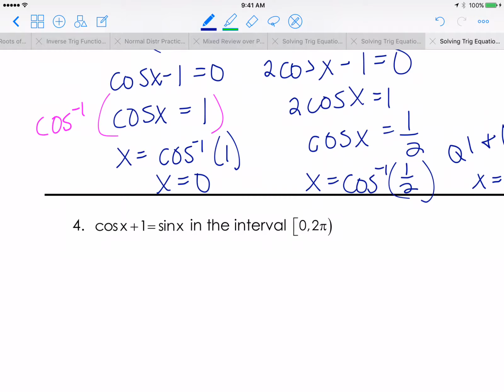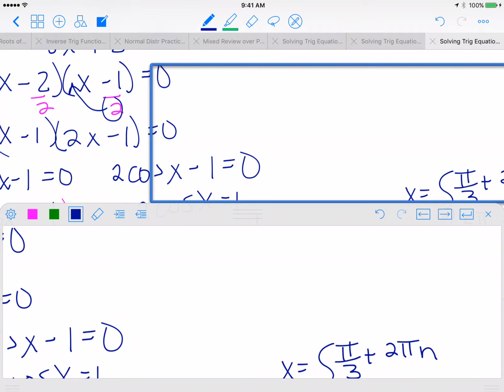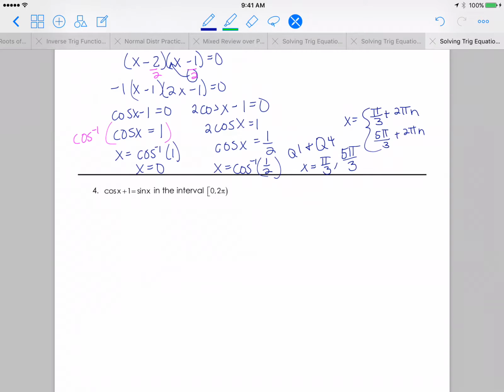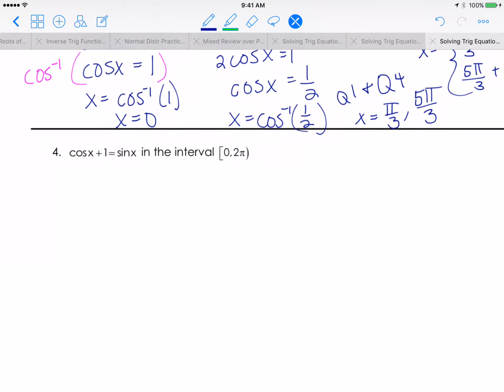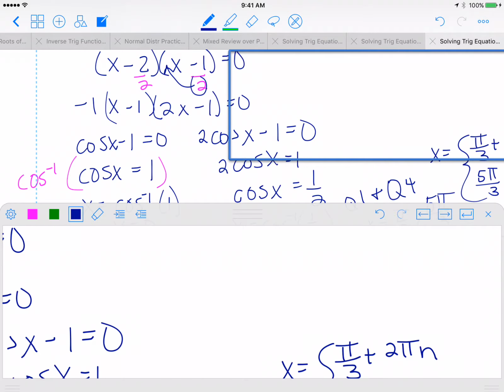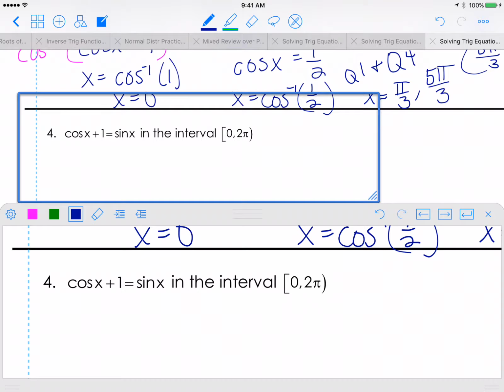Okay. I think this is our last one. Gotta get my screen ready. All right, here we go. Cosine x plus 1 equals sine x. Let's see, okay, in this one, it already says we're just looking at the interval from 0 to 2 pi.